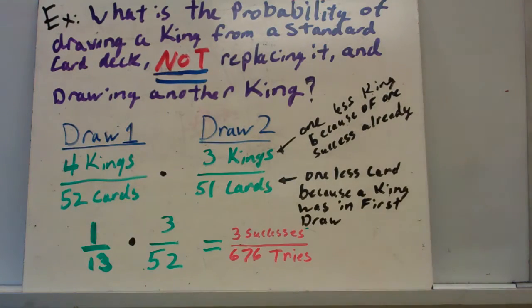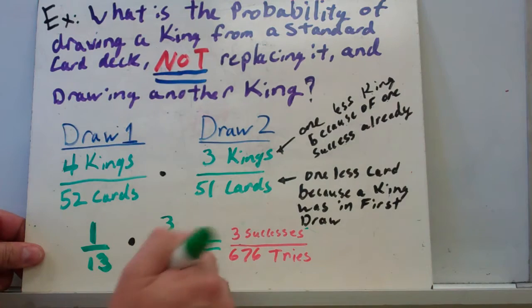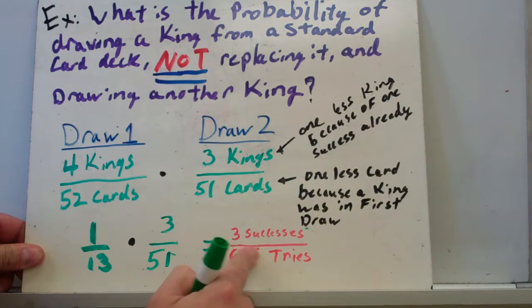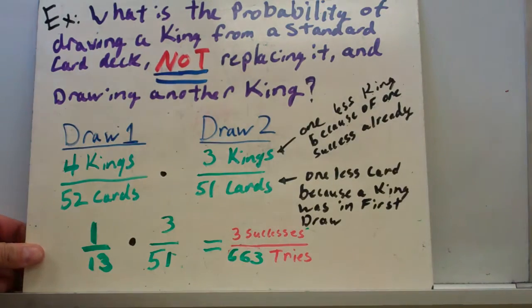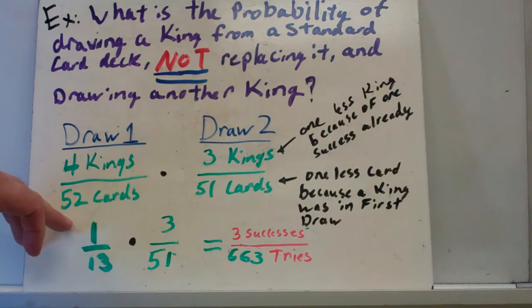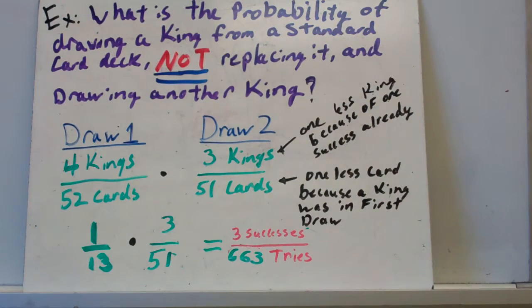If we look down here, I need to make a little adjustment, this should be 51. And down here, this should be 663. When we multiply, we're going to take 1/13 and multiply that by 3 over 51. So we'd end up with 3 successes out of 663 tries. So we're not really going to have that succeed quite often.